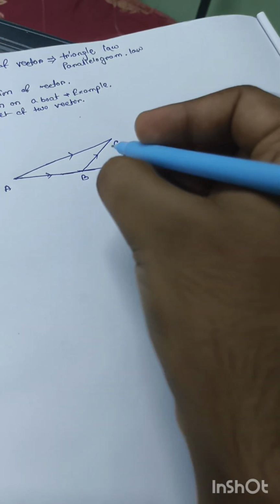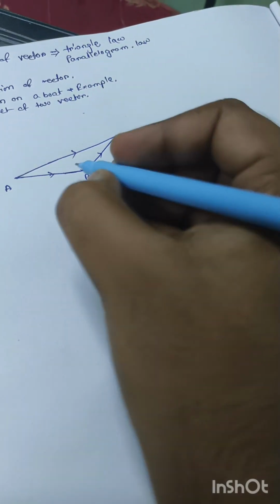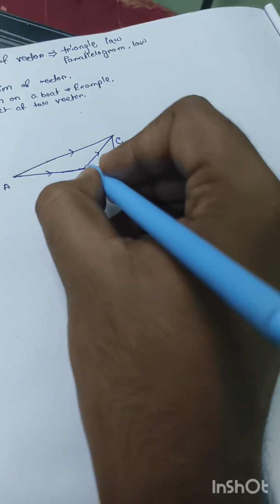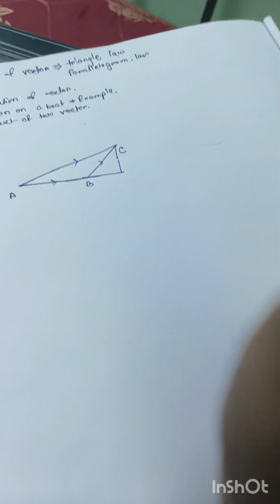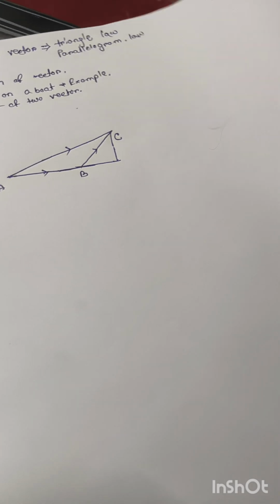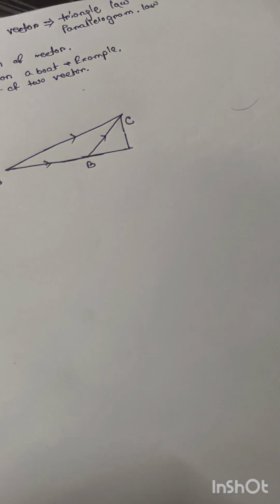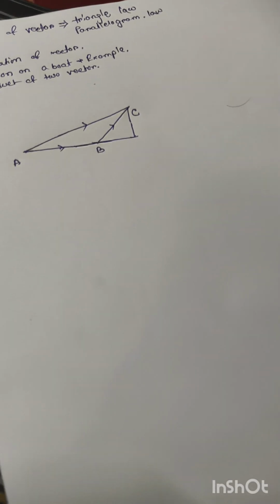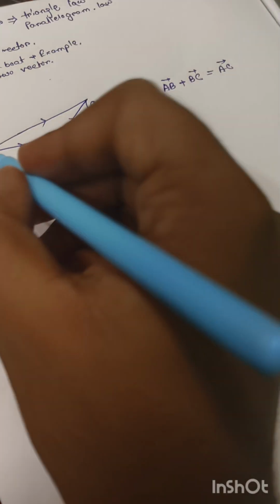So the rule is simple. When we take two vectors in the same order, we notice that we go from A to B, then B to C. We do not go from A to B, then A to C. So if we make a triangle with the third side, we can see that AB plus BC equals AC, and the order is the same.